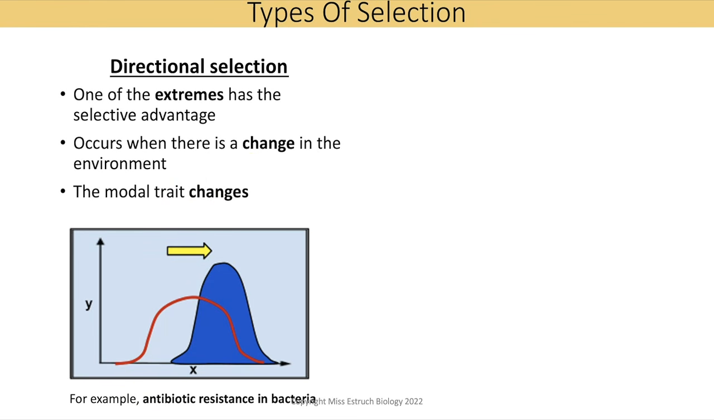If we think about resistance as a scale rather than resistant or not, this extreme would be not resistant, then middling resistant, then very resistant. The bacteria that were very resistant are more likely to survive because they're resistant to antibiotics.